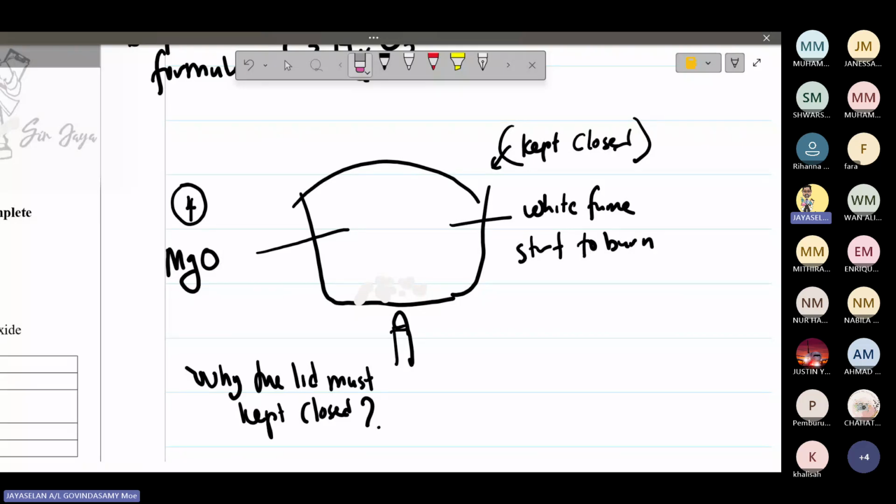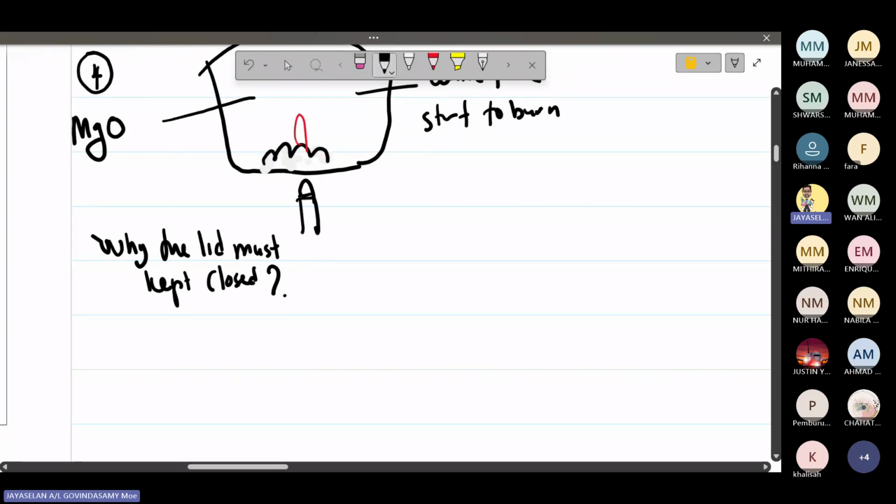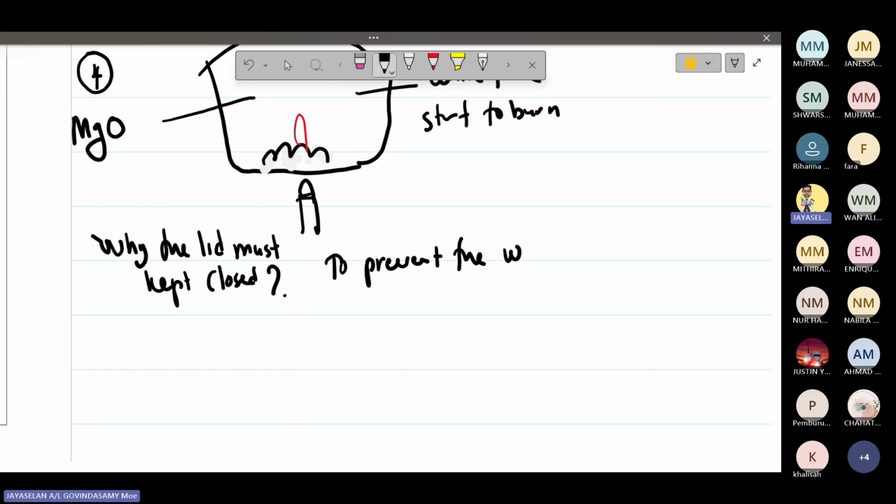So what happened? The white fume will escape to the environment. Nanti bila you buat calculation, your formula akan lari. Can understand? All of you understand? So dia akan tanya, bila the magnesium ribbon starts to burn, why must the lid be kept closed? Very simple answer: to prevent the white fume, which is magnesium oxide, from escaping into the air ataupun environment. Itu je. You already score 1 mark. Any question?